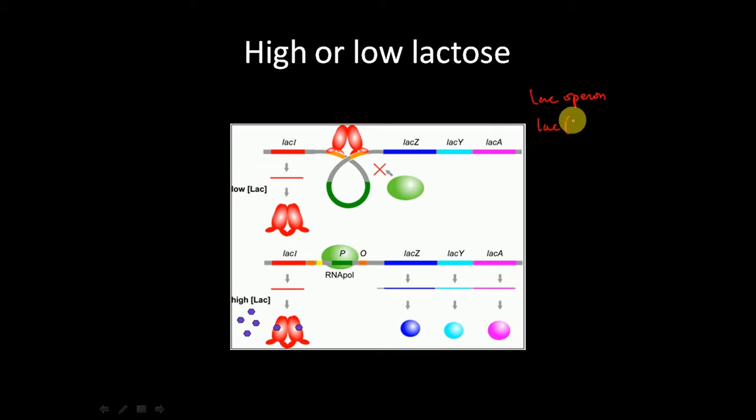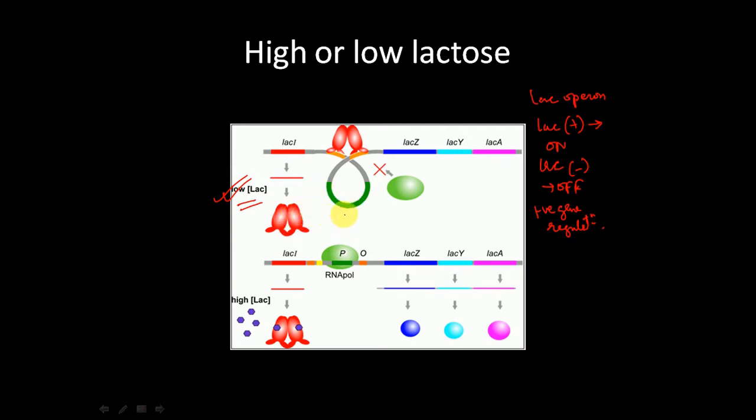Simple explanation would be when lactose is present, the operon is switched on. When lactose is absent, it is switched off. So this is an example of positive gene regulation. Negative gene regulation would just be the opposite, right? Let's first take into consideration the case where lactose is absent or very low in concentration. So what happens?